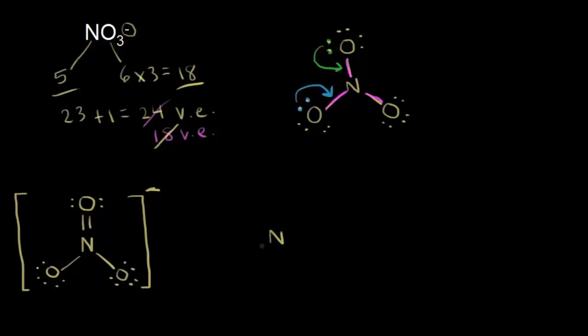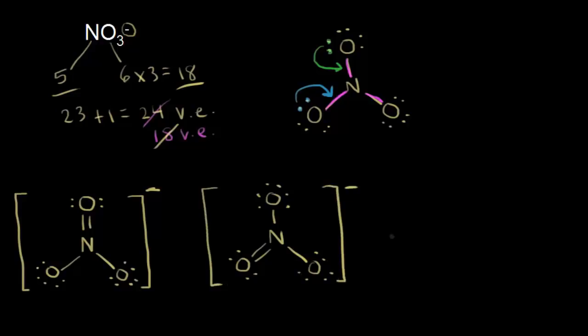We could have shown this oxygen on the bottom left now bonded to this nitrogen, and it used to have 3 lone pairs. Now it has only 2. And now this top oxygen is still a single bond with 3 lone pairs around it, and this bottom right oxygen is still a single bond with 3 lone pairs around it. So this is a valid dot structure as well. So let's go ahead and put our brackets with a negative charge.